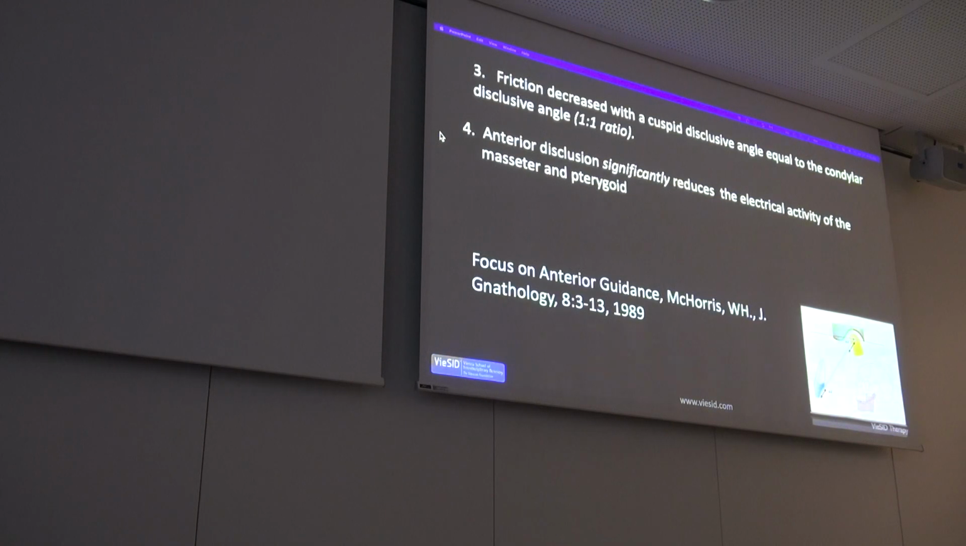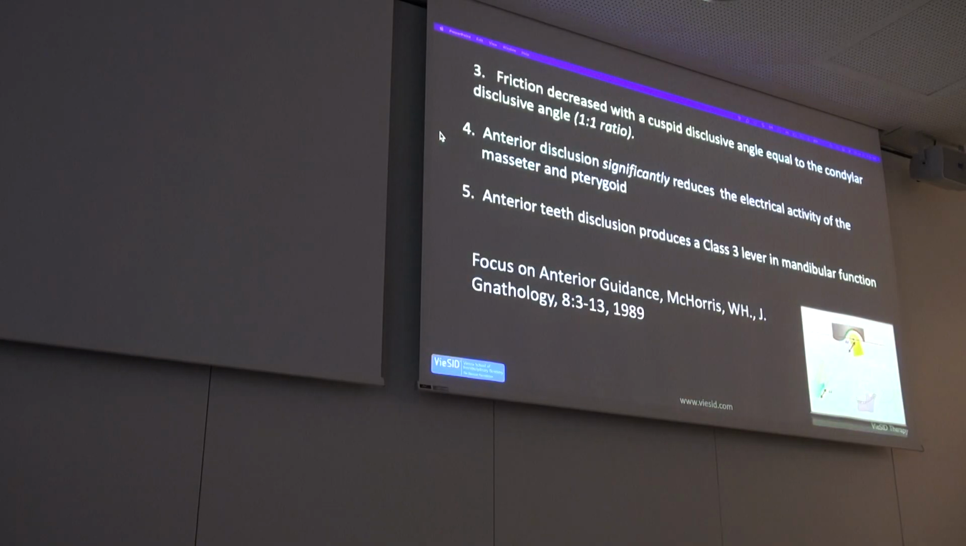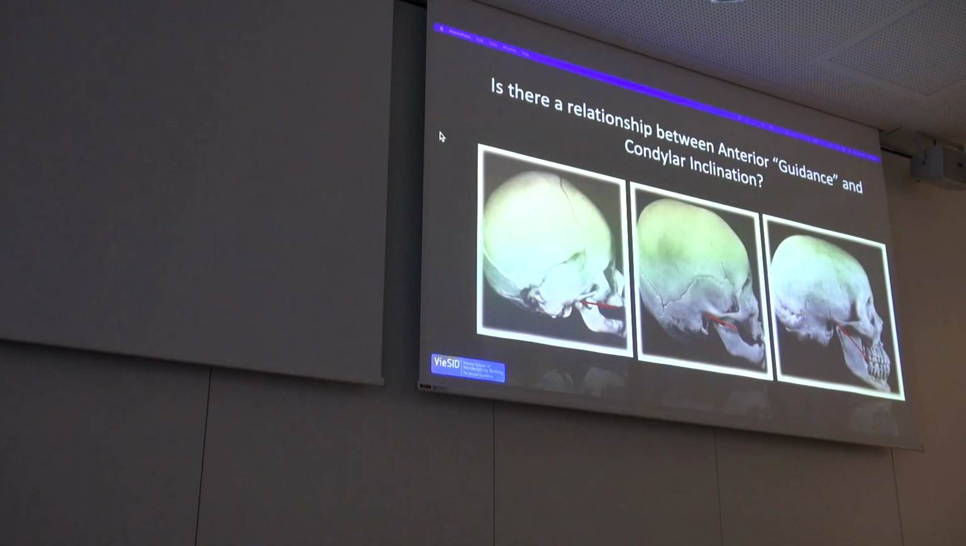But further and better research, I think, long-term, came up with the fact that sometimes you can have too much of a good thing, and maybe it's a little more complicated. But the anterior teeth disclusion does provide a class 3 lever in function. You've all seen this slide, but it's one of my favorites from way, way back. And basically it says, is there an actual relationship between anterior guidance and condylar inclination? Professor Slavichek always said to us that I just watch nature, and I study nature, and I see what nature does. Well, here's a study of nature.